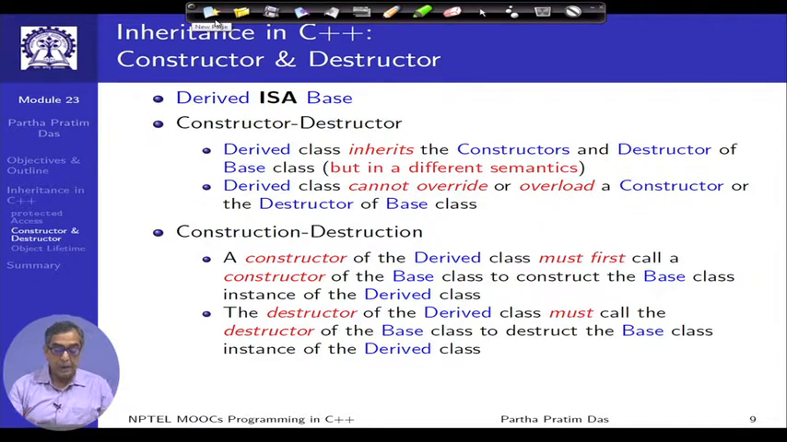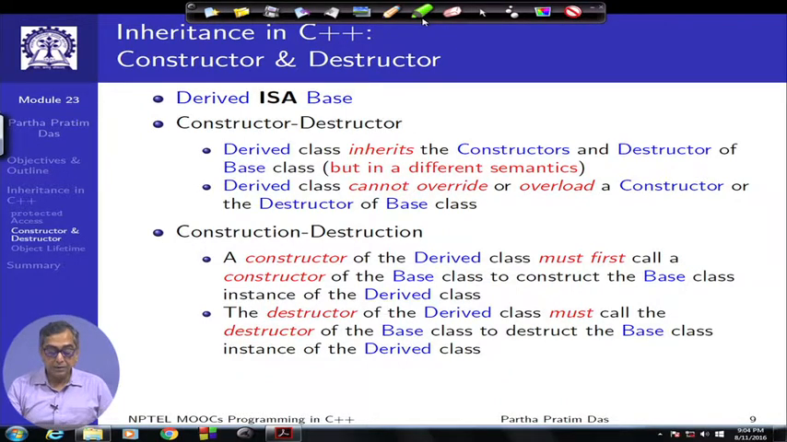Let us move on and quickly talk about the constructor and destructor. When the derived class inherits the constructor and destructor of the base class, you have to be very cautious. It is with a different semantic. If I say it inherits, then the problem is that a constructor is a fixed name function. A constructor of a class has the same name as the class. So, if I inherit the base class constructor into the derived class, then certainly it cannot behave as a constructor.